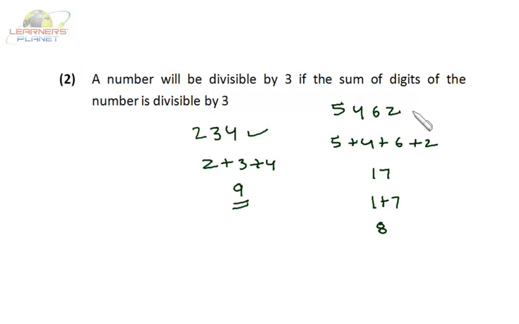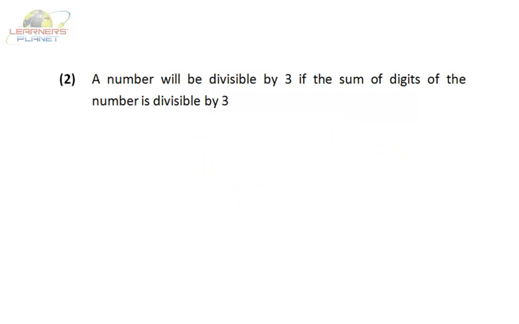Now take one more example. Now suppose I have a number 8, 8, 8, 3, and I have to check whether this number is divisible by 3 or not. Now let's add 8 plus 8 plus 8 plus 3. So 8 plus 8, 16. 16 plus 8, 24. 24 plus 3, 27. 27 is divisible by 3. That means this number 8883 is divisible by 3.